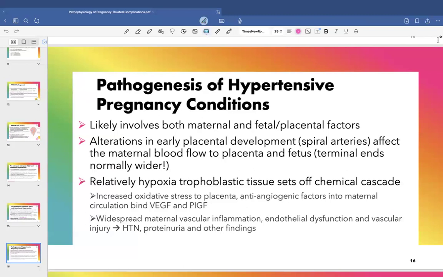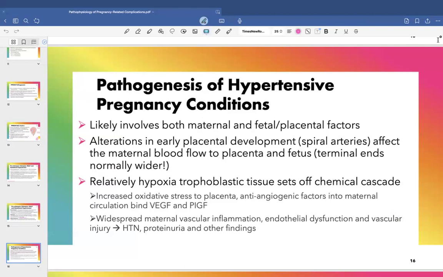And when you have that endothelial dysfunction, that's gonna trigger your clotting cascade. It leads to vascular injury. And all of that is going to lead to hypertension, proteinuria, and some of the other findings, including HELLP syndrome. So this is kind of the probable or possible mechanism of what happens.